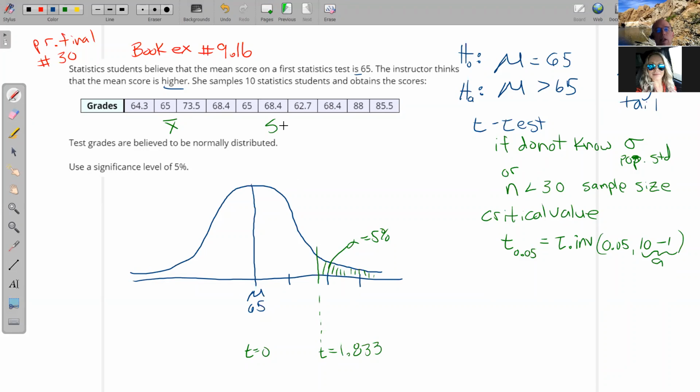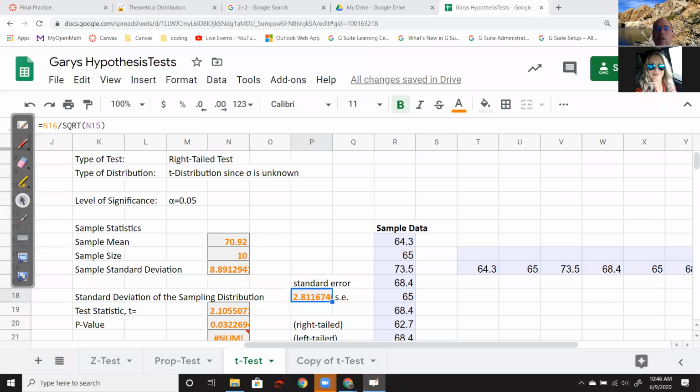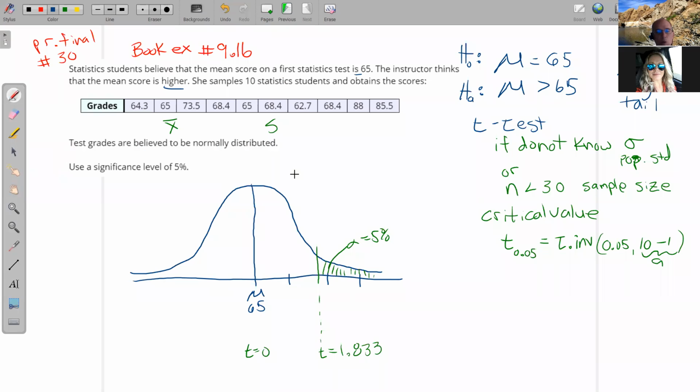So my S was again almost 9. Yeah, 8.89 divided by the square root of 10. The square root of 10 is close to 3. So 9 divided by 3 is about 3 for the standard error. And that's how you scale your axis. So that means 1 standard deviation to the right is about a score of 68. 2 standard deviations to the right would be, what, 71-ish. And 3 standard deviations to the right would be a test score of about 74.